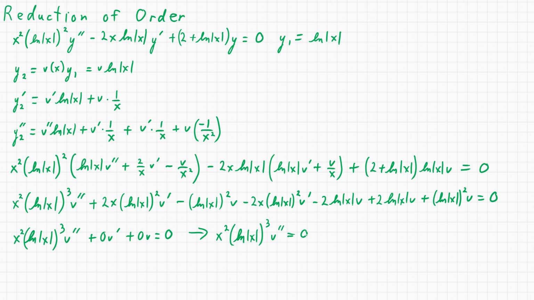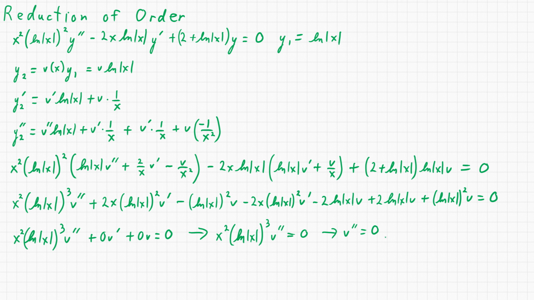But if we look at this, we could get this whole thing to equal 0 if x is 0 for the x squared, but then we can't plug in x equals 0 for the natural log absolute value of x. So that's no good. And then natural log absolute value of x equals 0, I think, when x equals 1, right? But that won't fix it there. So what we're going to try and do is just divide it over. So v double prime equals 0.